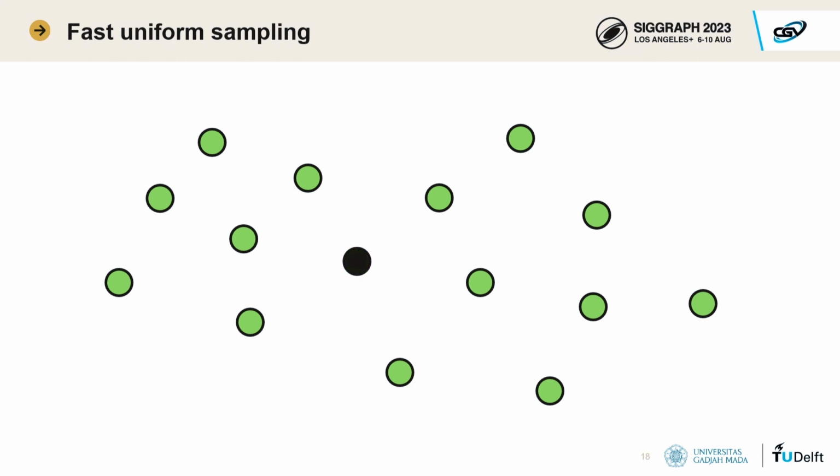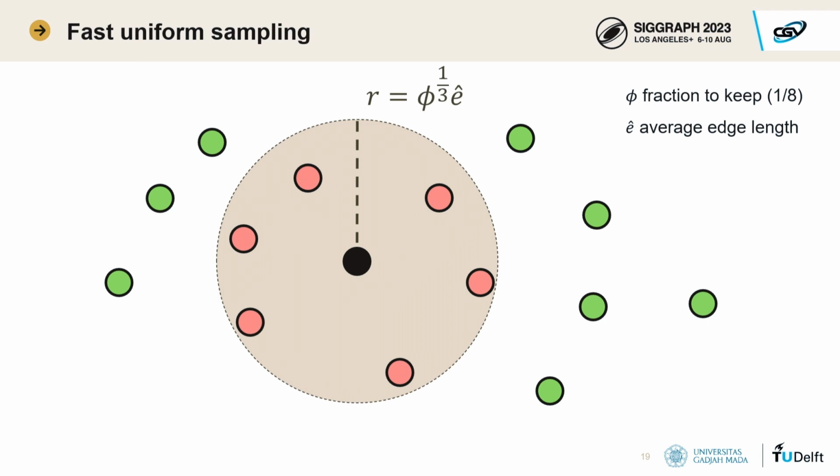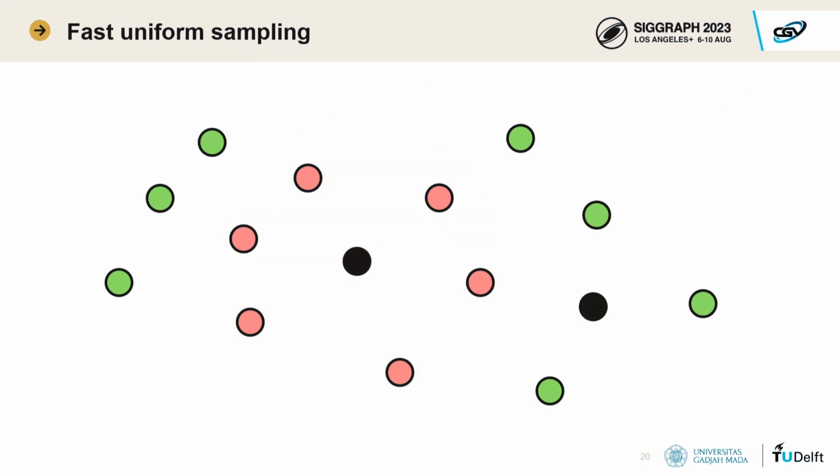At the start, all points are eligible. When we add a point to the sample set, we mark the points within a geodesic ball of radius r as ineligible. This radius r is based on the fraction of points we wish to keep and the average edge length. We repeat this until we've passed along all points.